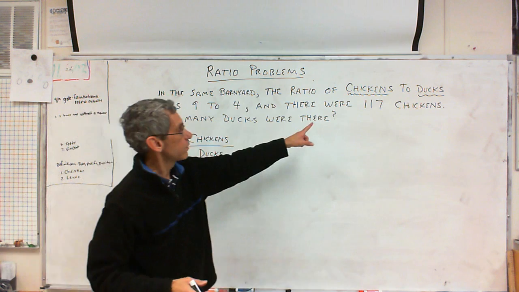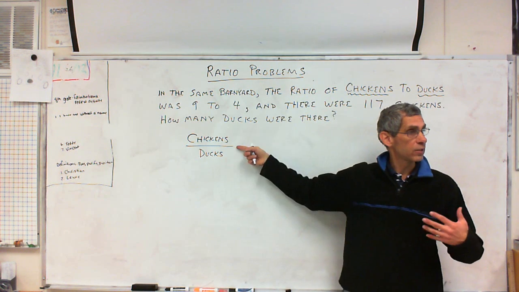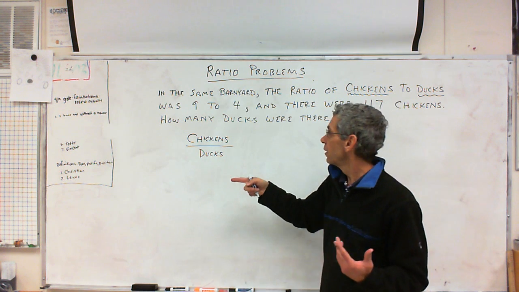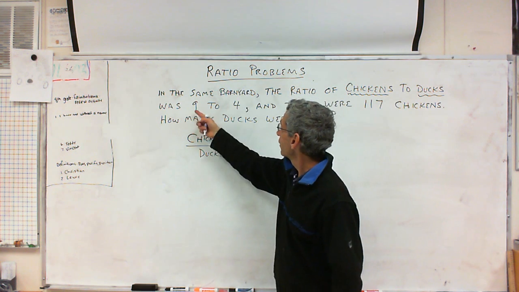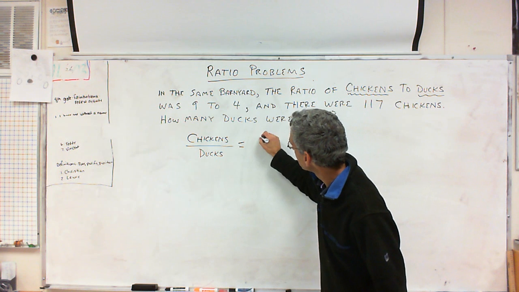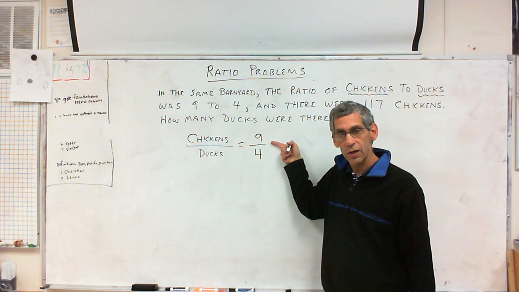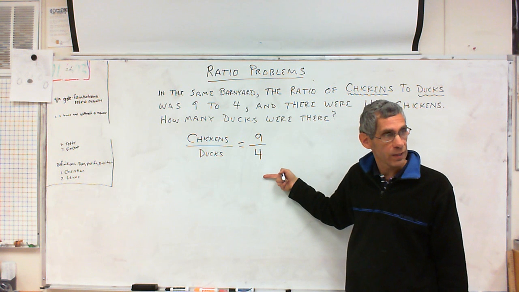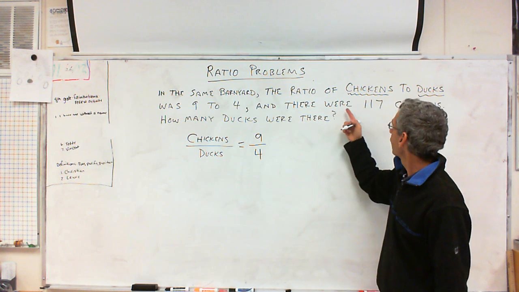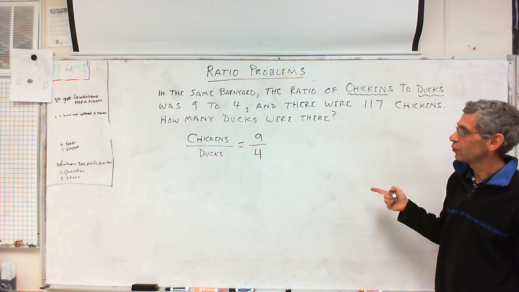You agree with me? That's that ratio? Chickens to ducks. Then it says that ratio was 9 to 4. Oh, so that's 9 chickens to 4 ducks. Whatever comes first goes in the numerator. Whatever goes second goes in the denominator. Okay? Now it says there were 117 chickens. How many ducks were there?